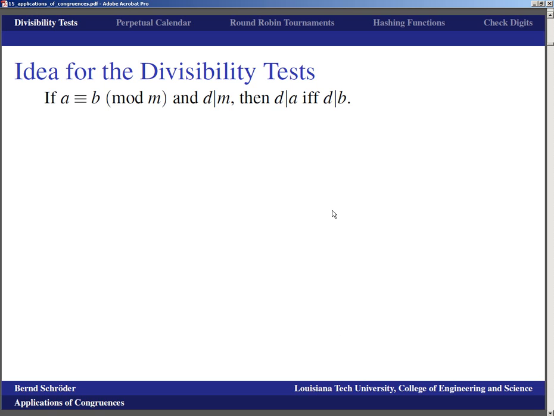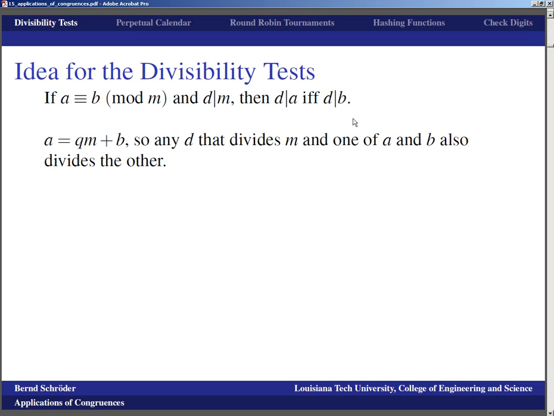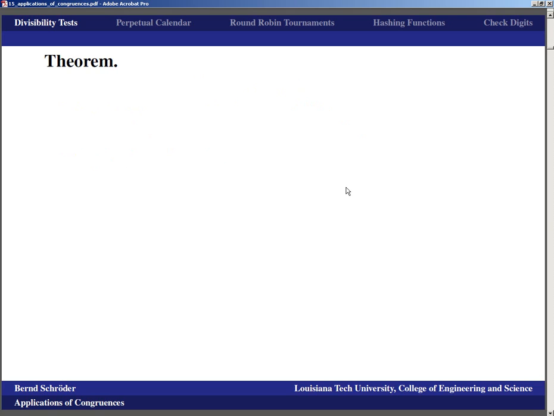Basically, the idea for the divisibility tests, which is going to follow us throughout everything we're going to prove here, is very, very simple, and that is when two numbers are equivalent modulo m, and there is another number d that divides the modulus, well, then d divides a if and only if d divides b, and that's very simple, because when a is equivalent to b modulo m, then a is q times m plus b, so any number d that divides m and one of a and b must also divide the other number.